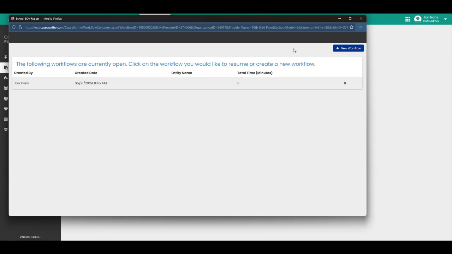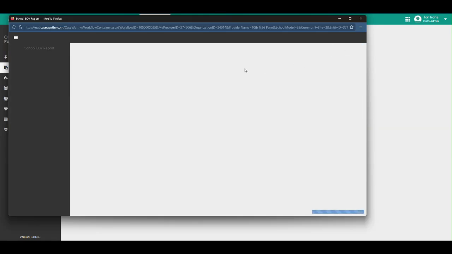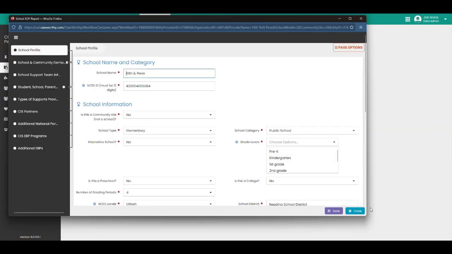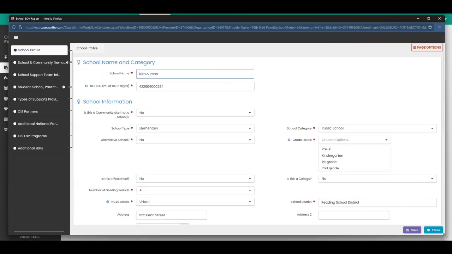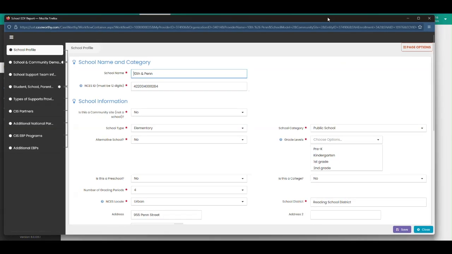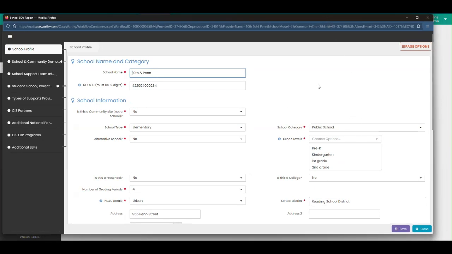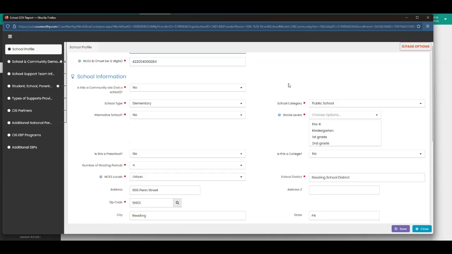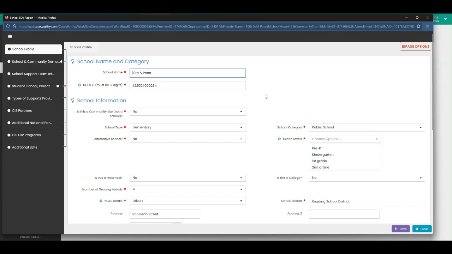Similar to other workflows, if you're already in the process of one, it'll come up with these little bookmarks, so you can always just click New Workflow to move past it. But this is our end of year workflow, similar to the enrollment, needs assessment, and support plan workflows. We're going to go through step by step, just like other workflows. So the first couple pages here, we are just confirming existing data that's been entered in here.